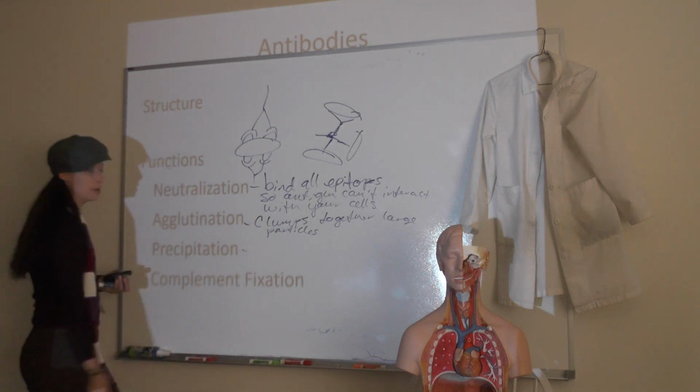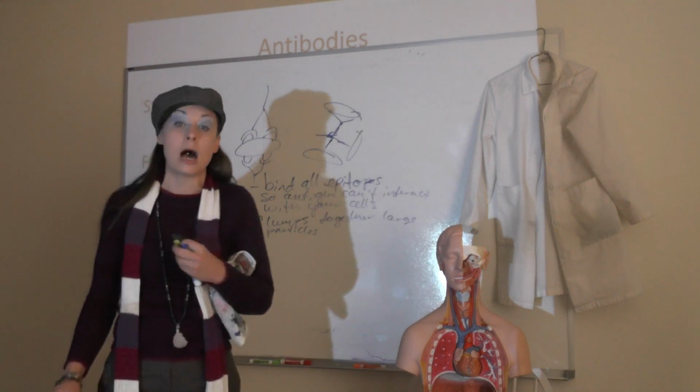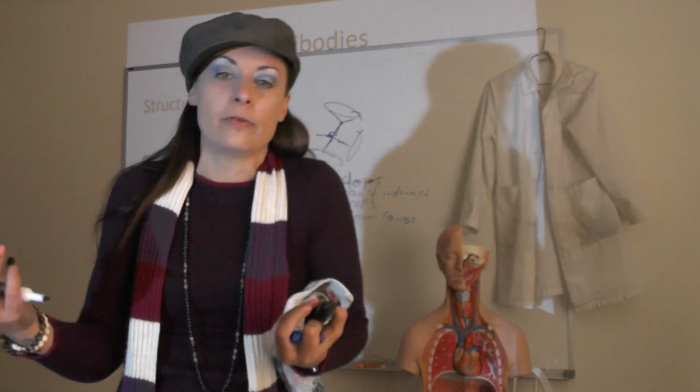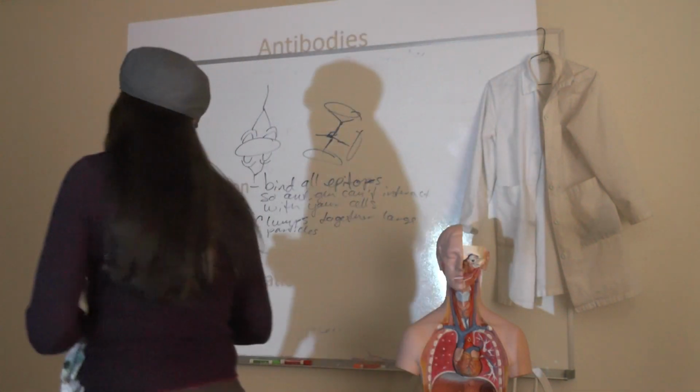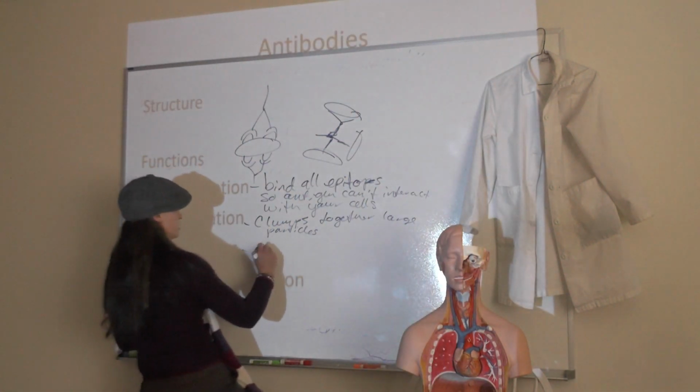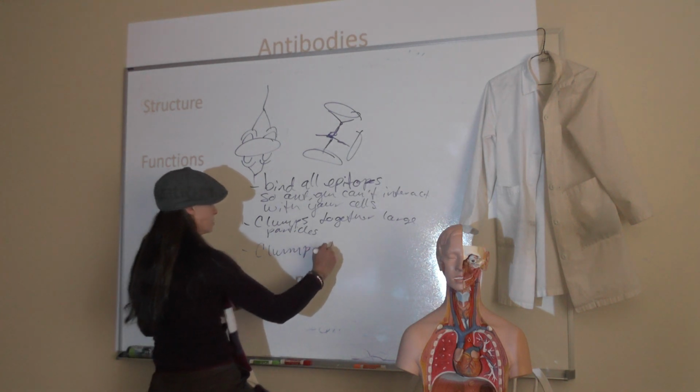Precipitation is like agglutination, but for small things like toxins. So like you've heard of the tetanus shot, well that's to give you immunity against the tetanus toxin. So precipitation is when we use an antibody to stick to something small like a toxin and then clump it together. So precipitation clumps together small particles.